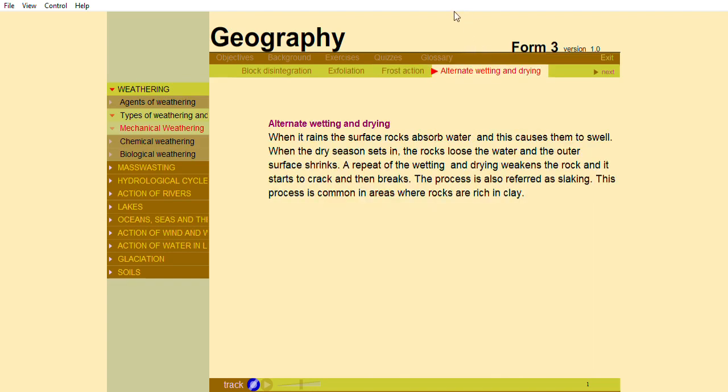Alternate wetting and drying. When it rains, the surface rocks absorb water and this causes them to swell. When the dry season sets in, the rocks lose the water and the outer surface shrinks. A repeat of the wetting and drying weakens the rock and it starts to crack and then breaks. The process is also referred to as slacking. This process is common in areas where rocks are rich in clay.